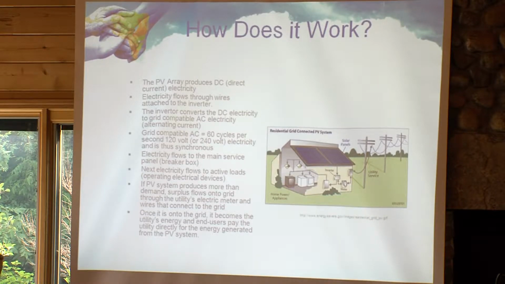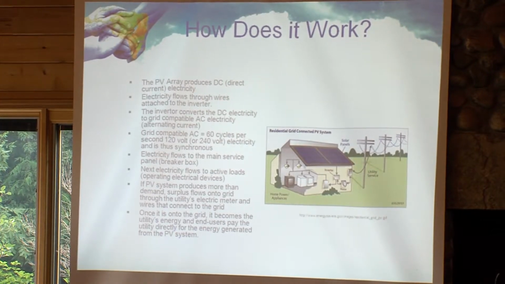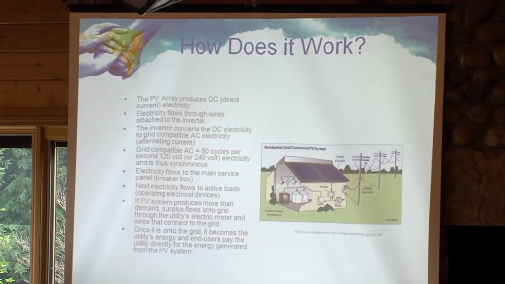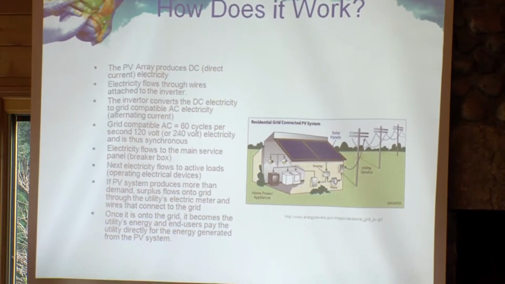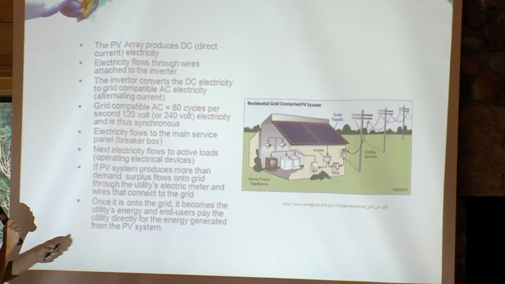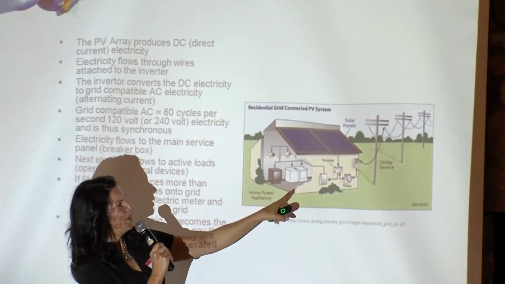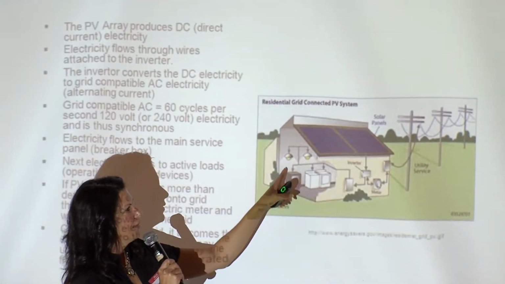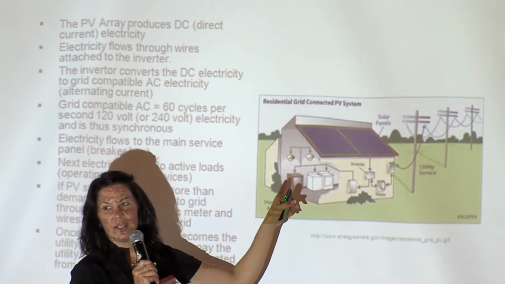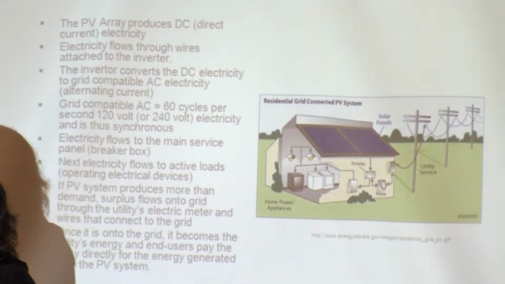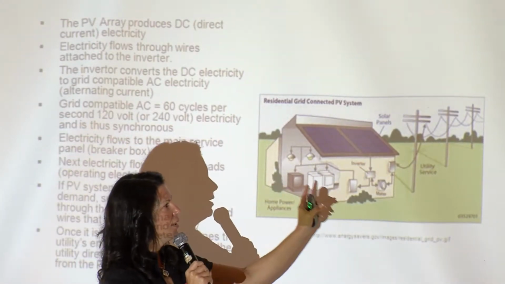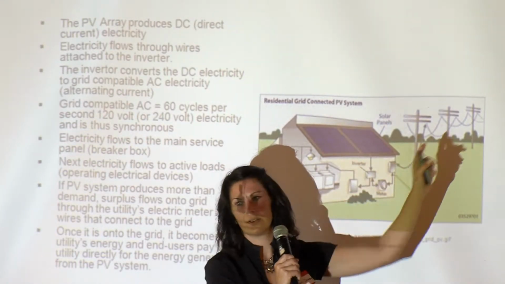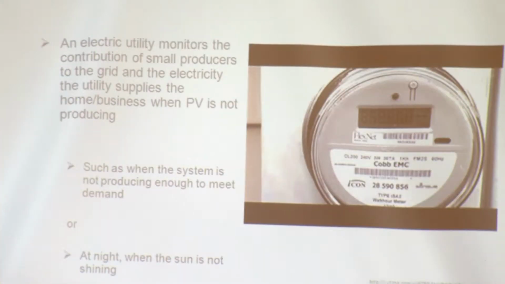How does it work? As I just described, your PV array produces the DC direct current electricity. Electricity flows through wires, which are attached to the inverter, and the inverter converts the DC electricity to grid-compatible AC electricity. So this diagram shows your washer, dryer, your televisions, your lighting. This is all appliances and equipment in your home that requires AC energy. Whatever your home isn't using, it sends back across the grid.